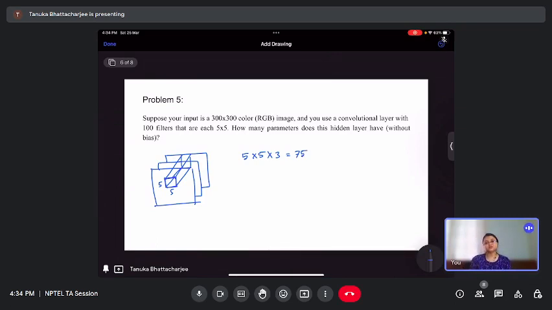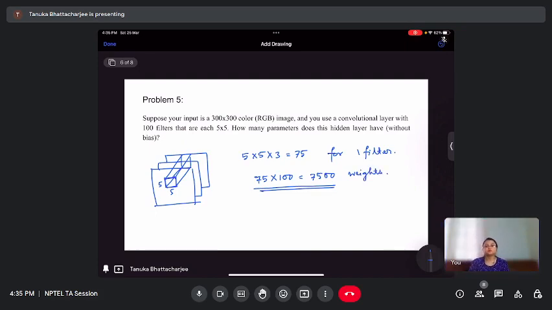Now, you have 100 filters. This is for one filter; similarly, you can have 100 different kernels, each of the same size. So the total number will be 75 into 100, so 7500 parameters without bias. These are just the weights. The 5 into 5 into 3, the 3 is because of the RGB channel.